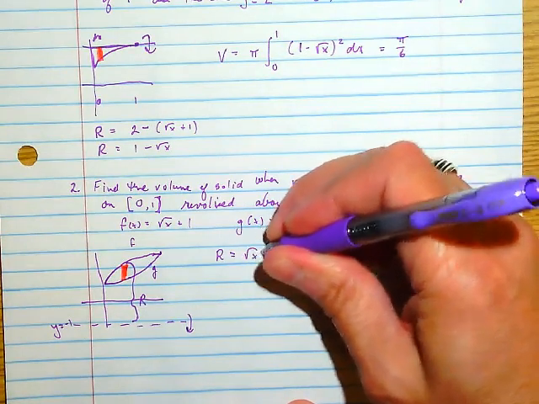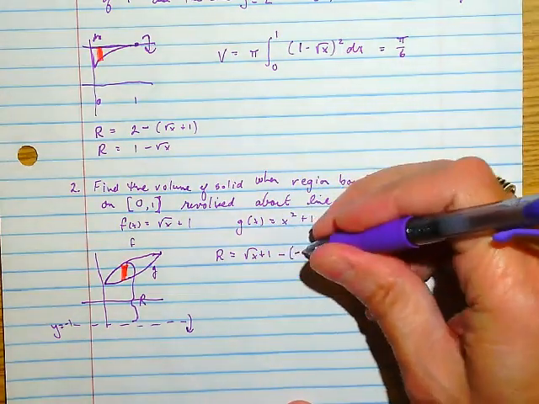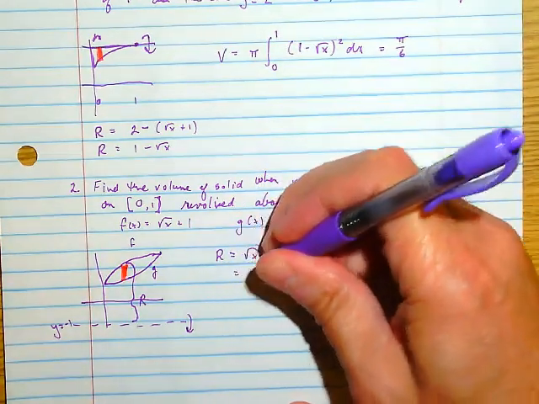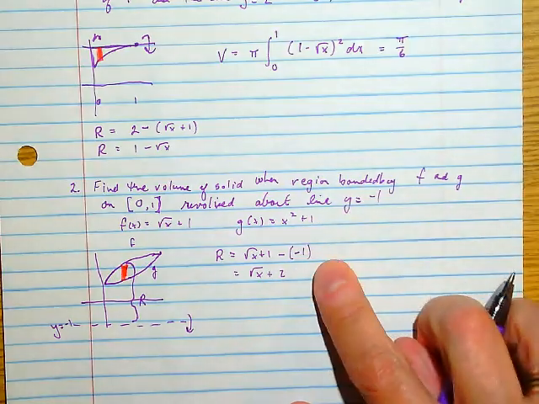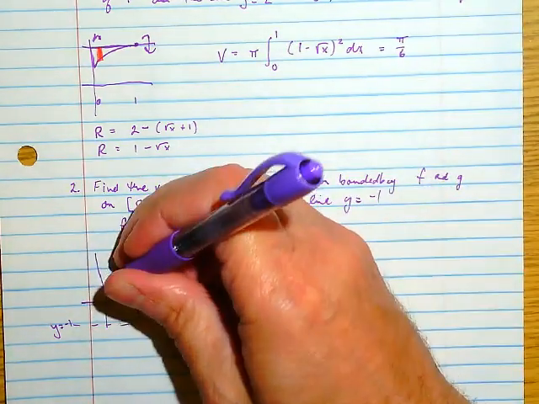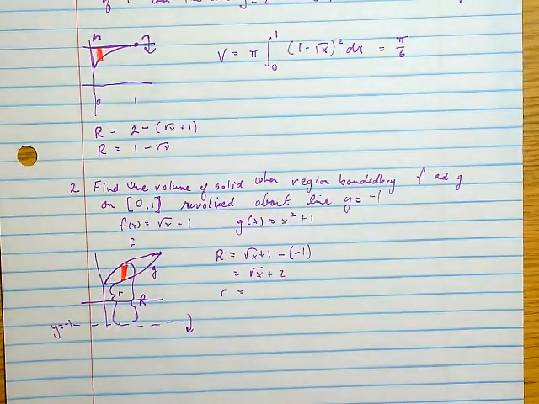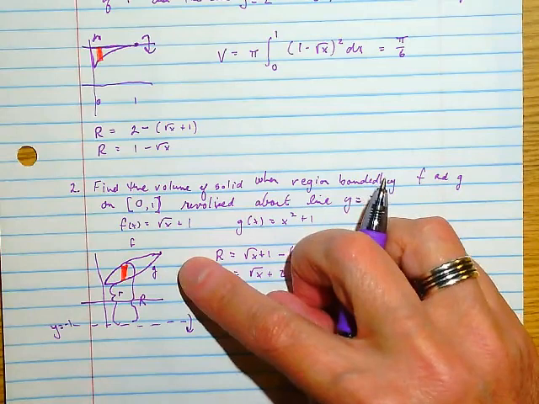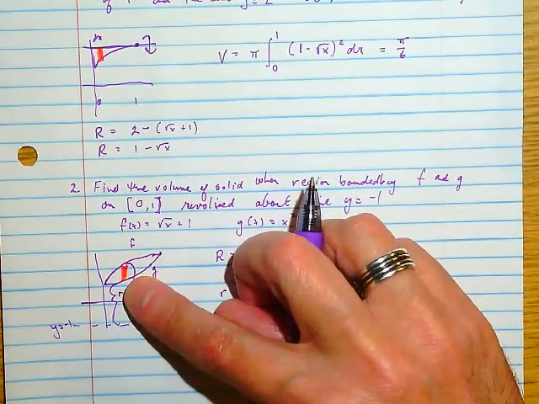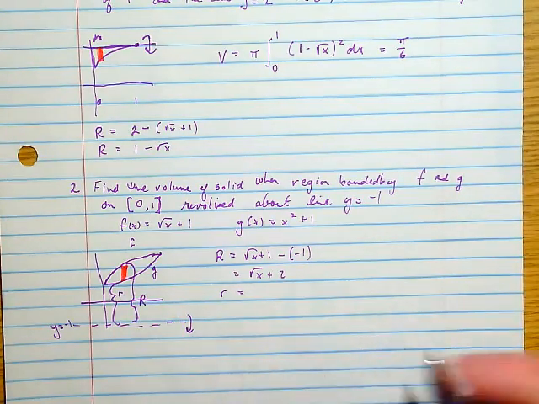Square root of x plus 1 minus my bottom is actually minus negative 1. So that equals what? Square root of x plus 2. Minus minus 1 plus 2. Little r is my inside surface. So it's this here. This is little r. Okay? There is definitely a hole here because I can see that my representative triangle here does not touch the axis of revolution. So I know I'm going to have to subtract out.